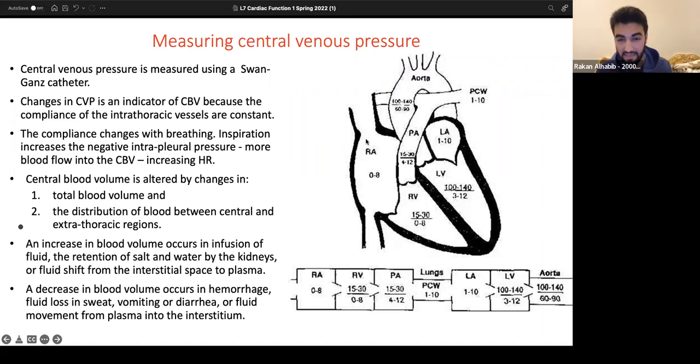Based on what I know from last year, it is constant. Based on what he said last year, it is constant. What changes is the extrathoracic. From last year, he said that extrathoracic is what changes. The intrathoracic usually doesn't change. Again, I'm really sorry if I'm confusing you, but that's what he said.